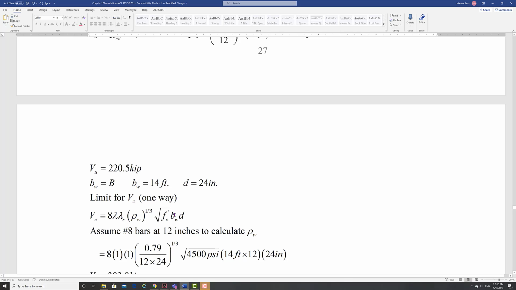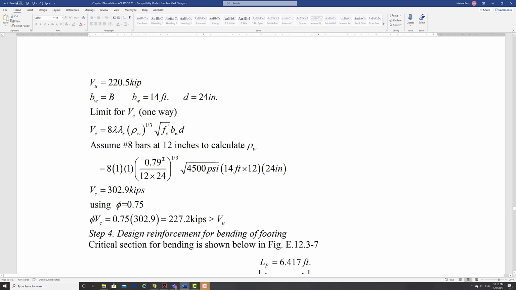Now here's the formula here. That's the killer formula. So assume number 8 bars at 12 inches. All right. So I get that one. As I said, I got the high value. Otherwise, if you do low values, you are going to end up with a footing that is 4 feet thick. I mean, that's way too much. All right. So number 8 at 12. So that gives me 302 now.